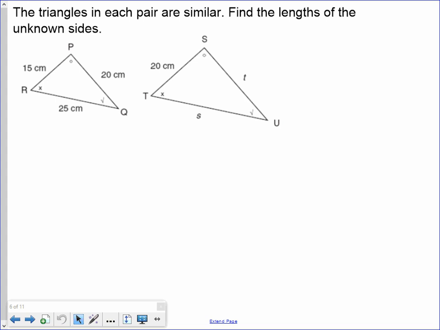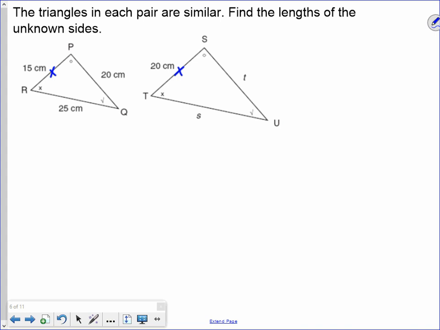So in this question, we're told that the triangles in each pair are similar, and we're asked to find the lengths of the unknown side. So I think what we should do here is start by labeling the corresponding sides. So we've got side PR here, which is 15 centimeters. It goes between the angle marked with the circle and the X. So this one has to be corresponding to this one, which goes between the circle and the X.